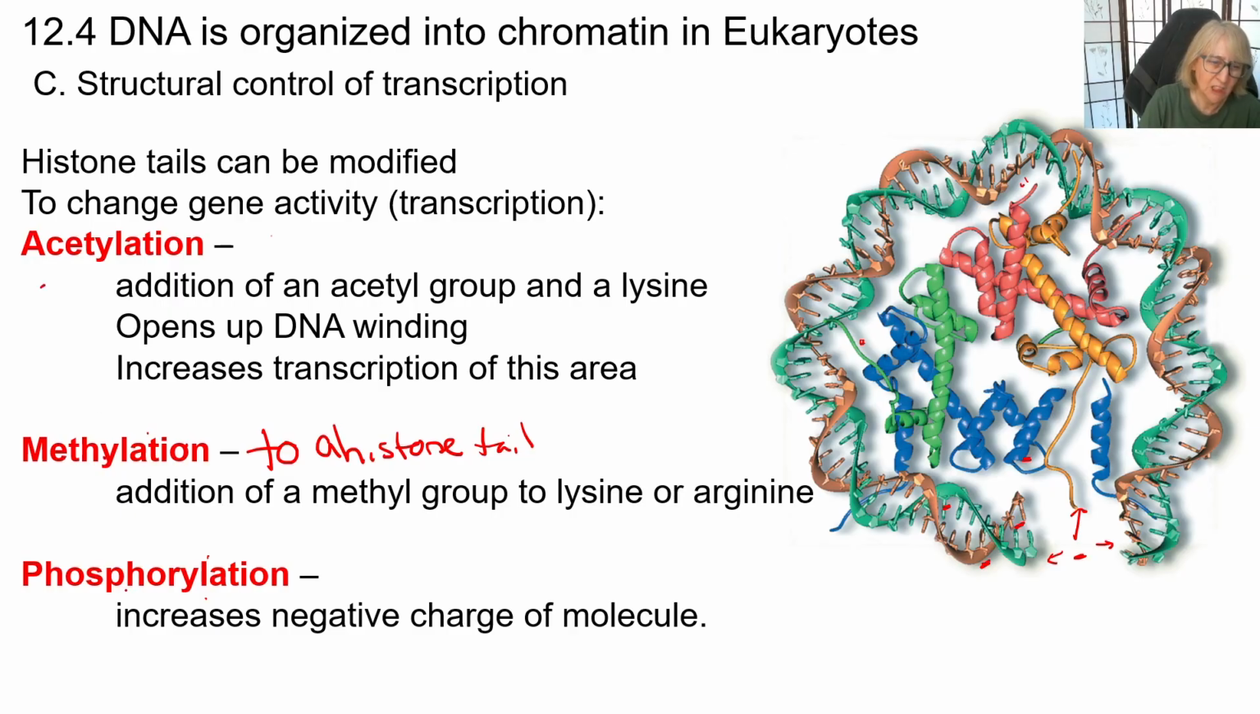Acetylation, methylation, and phosphorylation, the -ation here just means the process of adding the first part of the word. Acetylation is the addition of an acetyl functional group. Boop. Methylation is the addition of a methyl group. Phosphorylation is the addition of a phosphate group.